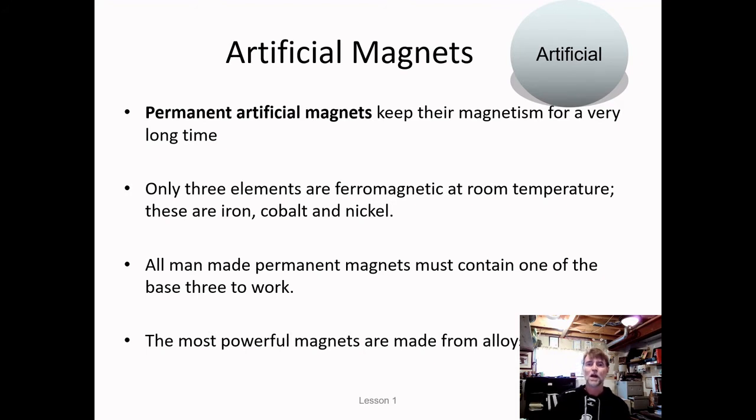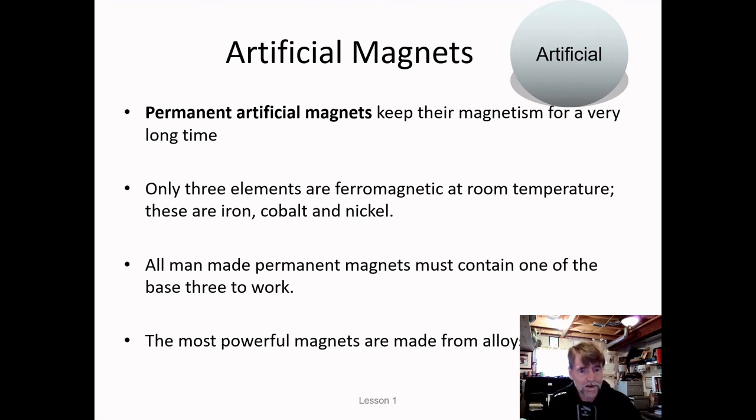Okay, so these are substances. These are elements that can be magnetized. We call them permanent artificial magnets because for an exceptionally long period of time, once you've applied some kind of energy to magnetize that material, it will remain that way. Okay, all man-made permanent magnets must contain one of these base elements to work. Okay, so any magnet that you've ever encountered will have one of these in it.